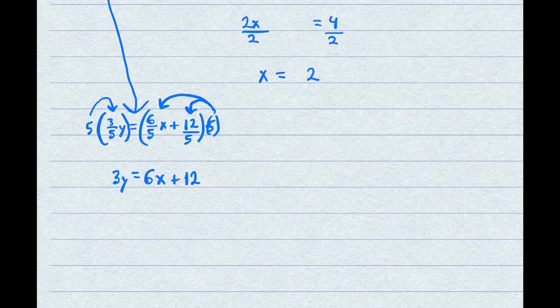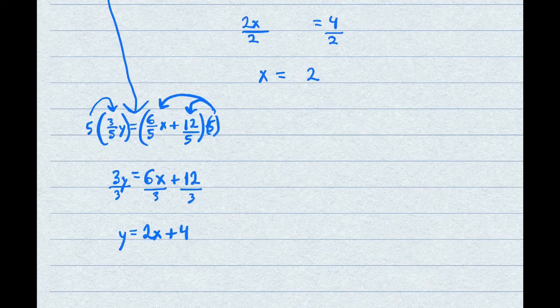We already have x, so we're solving for y. Y is already by itself on the left side. To solve for y, just divide everything by 3. And that's because the y is being multiplied by 3, so you want to reverse that. When you do that, you get y equals 2x plus 4.